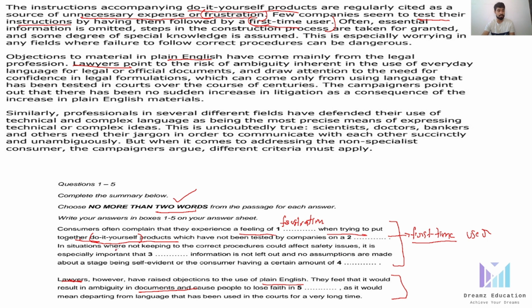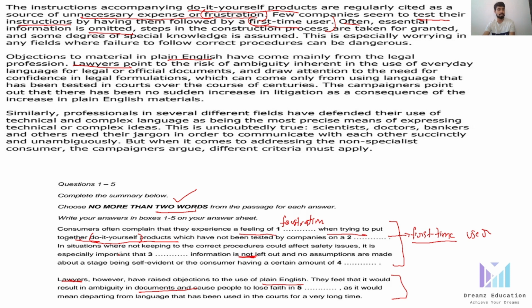Okay, moving forward. Situations where not keeping to correct procedures could affect safety issues. It is especially important that dash information is not left out and no assumptions are made. So what they are saying, often essential information is omitted. Omitted is something like left out only, right? So they have said left out.